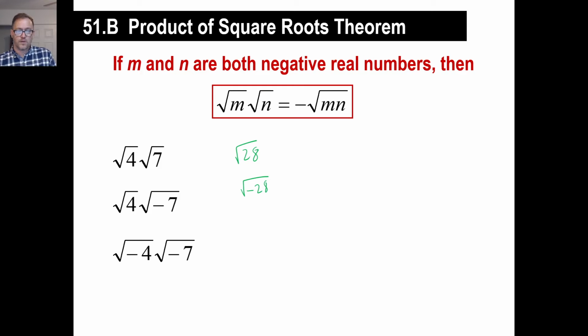Okay, since both of those are negative real numbers, what we're going to do is keep the 28 underneath the radical. The negative will go to the outside. We're going to use this to simplify some expressions in the future.